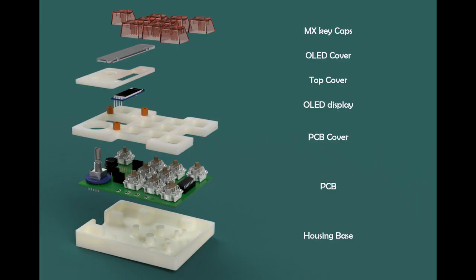Alright, so here's a layer by layer breakdown of the hardware itself. Right at the top, we have the MX keycaps, followed by the optional OLED and top covers. Then we have the OLED display itself, followed by the PCB cover, then the PCB with all the components soldered onto it, and finally the housing base. You'll be able to find all the 3D CAD models on my GitHub, as well as the PCB Gerber files, and the parts list, as well as the links on where to find them.